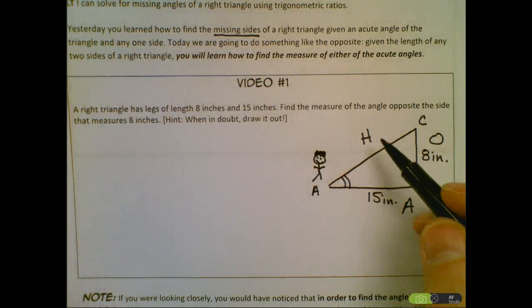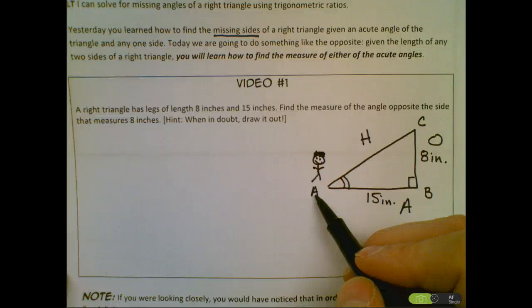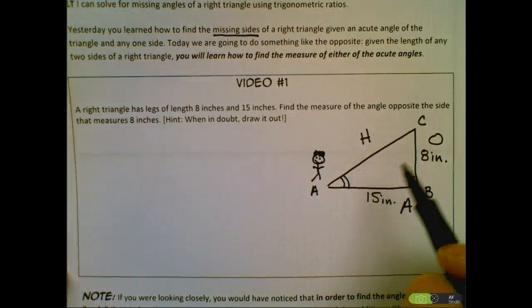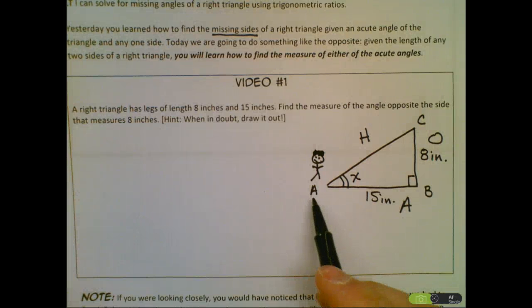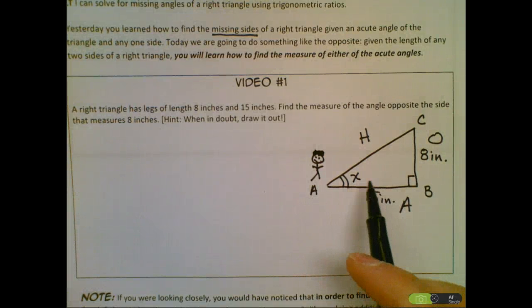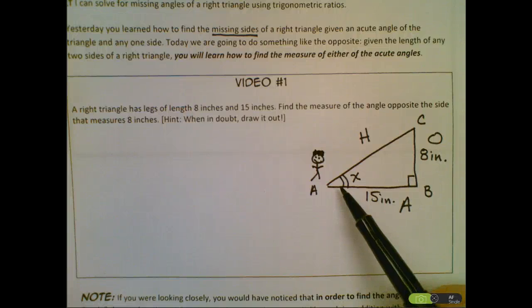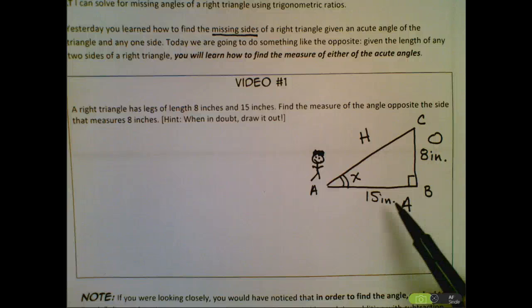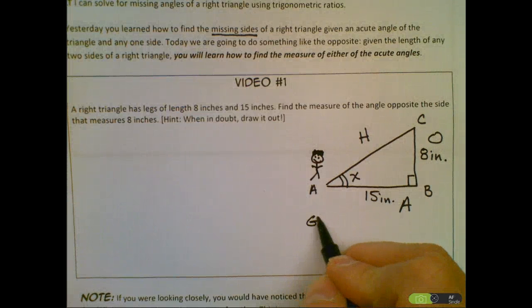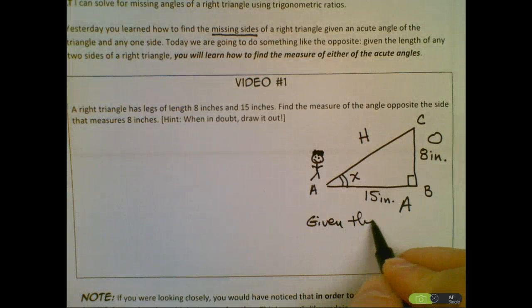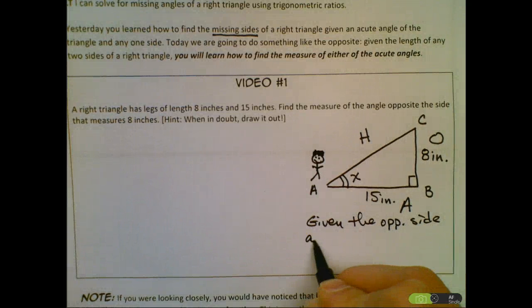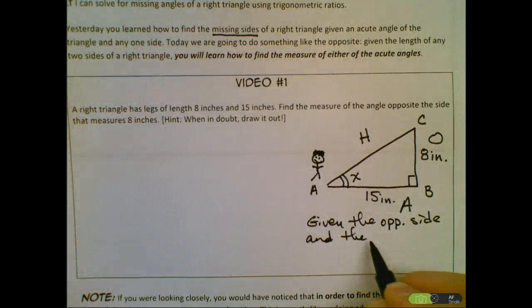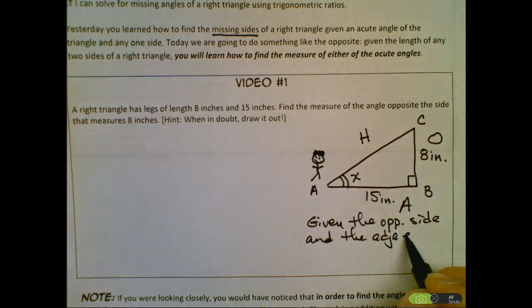We don't know my hypotenuse, we don't need it. And I want to find angle A. So I'm going to put a little X in here. You don't necessarily have to. You could use A if you wanted to, but we'll use X for this one. So if I want to find A, and I know the opposite side, and I know the adjacent side, so we are given the opposite side and the adjacent side.